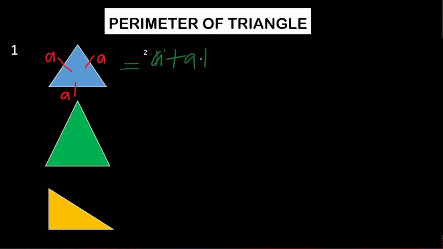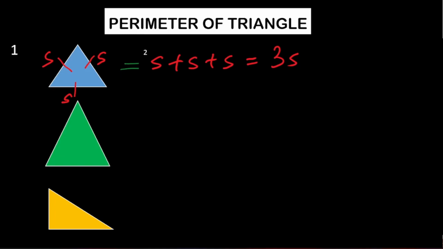So this will give us what? 3A. Are you with me? If the side is represented to be S, then the same thing is just S, S, S. So this will then be S plus S plus S. That's going to be what? 3S. I hope that is very clear. So that is that on that one.